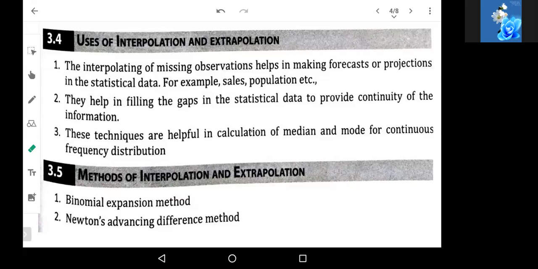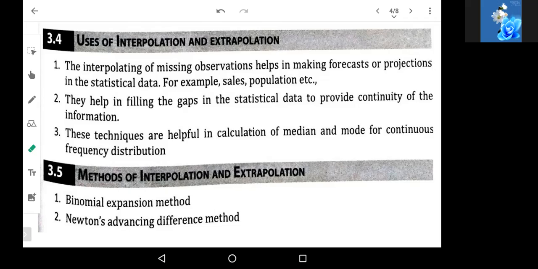Okay, like this we will be able to estimate, or forecast, we can see the future projections that can be done using statistical data. Understand, statistical data is important. Then they help in filling the gaps in the statistical data to provide continuity of information.